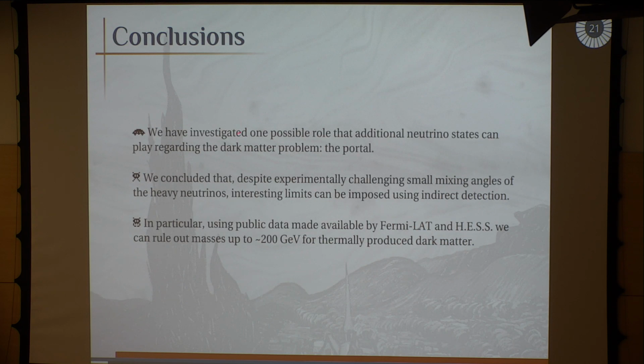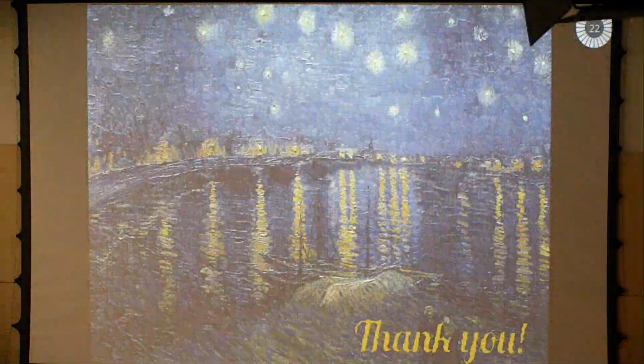And so I already reached my conclusions. I mentioned that I was going to be quick. So we have investigated one possible role that additional neutrino states can play, in particular the portal case, not the dark matter candidate as sometimes is considered. And we conclude that despite experimentally challenging small mixing angles, interesting limits can be imposed using indirect detection. In particular, using public data available from Fermi-LAT and H.E.S.S., we can rule out masses up to 200 gigaelectron volts for a thermally produced dark matter. Thank you.